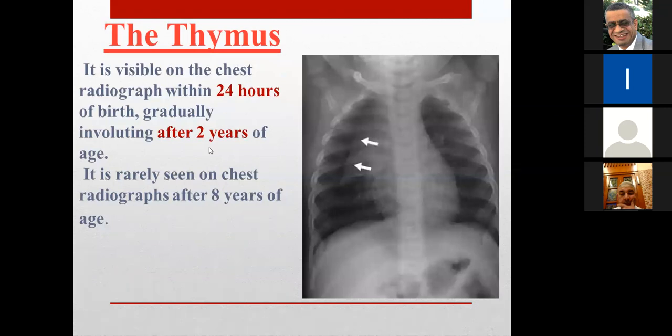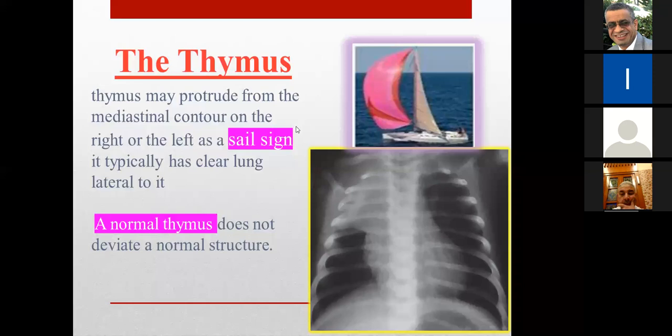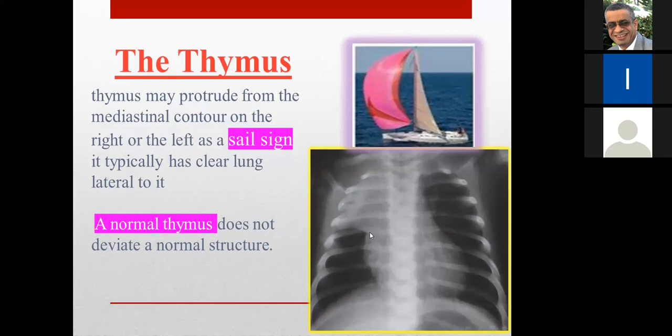The thymus is visible on chest X-ray within 24 hours of birth, and it gradually involutes after 2 years. So it is rarely seen after 8 years of age. This is the normal thymus. On chest X-ray, the lower edge is usually very well defined, forming what is called the sail sign. The normal thymus should have normal vascular markings through it, and it should not cause any displacement of the normal structures.